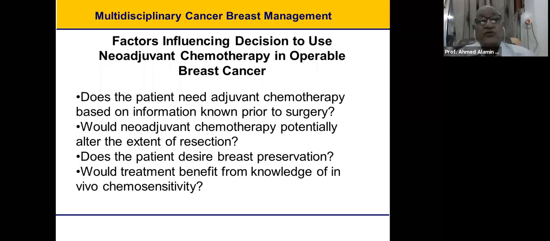Factors influencing the decision to use neoadjuvant chemotherapy in operable breast cancer. First, does the patient need adjuvant chemotherapy based on information known prior to surgery? Sometimes locally advanced tumors are small, and even without neoadjuvant, you can operate on them, either remove the breast or do wide local excision. So, if it is not needed, you don't need to give it. Would neoadjuvant chemotherapy potentially alter the extent of the resection?